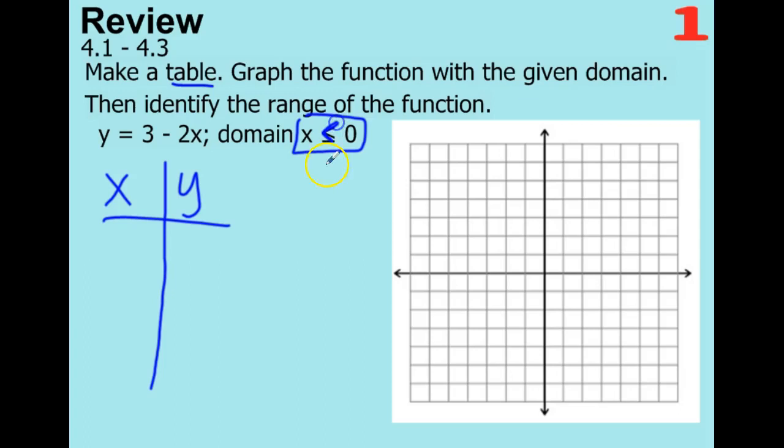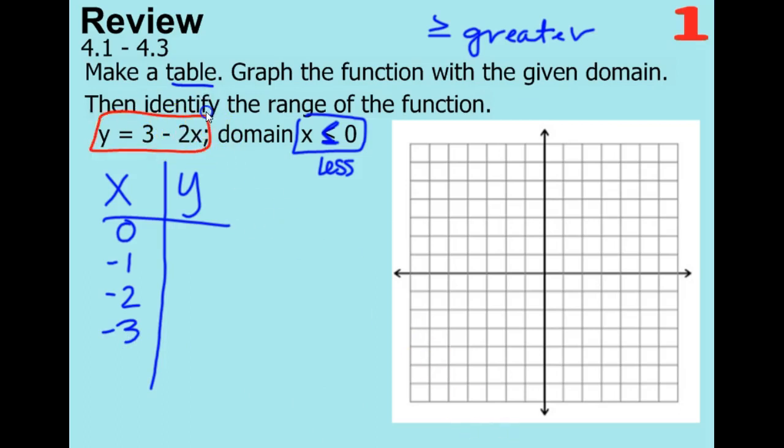This symbol, like an L, stands for less than or equal to 0. If it was flipped the other way, that would be greater than. So less than 0 would be our negative numbers like -1, -2, -3. So we're going to plug these into this equation for the letter x.